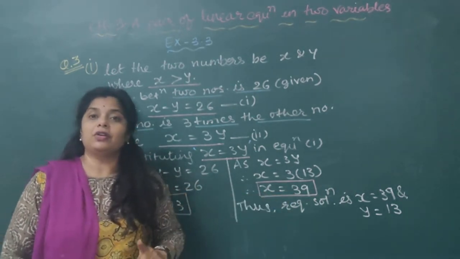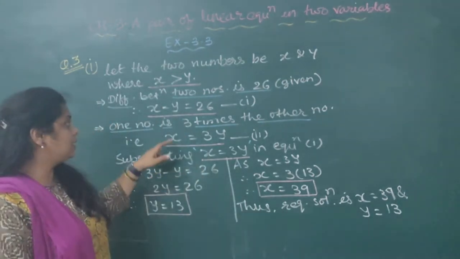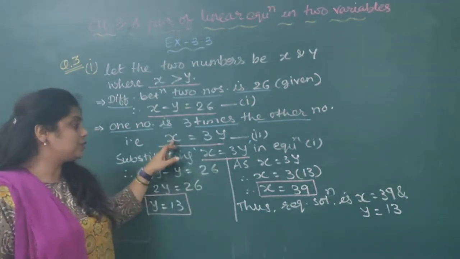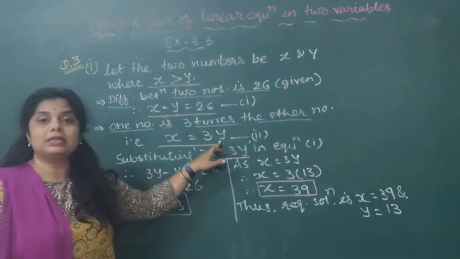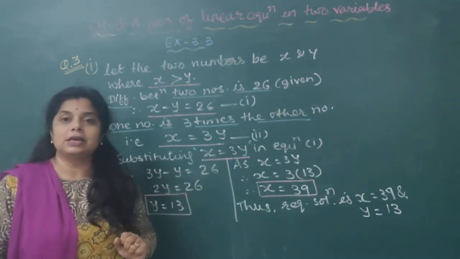You can verify your answer also in this type of example. It is given that one number is 3 times the other number. As we got x as 39 and y as 13, 13 3s are 39. So our answer is right.